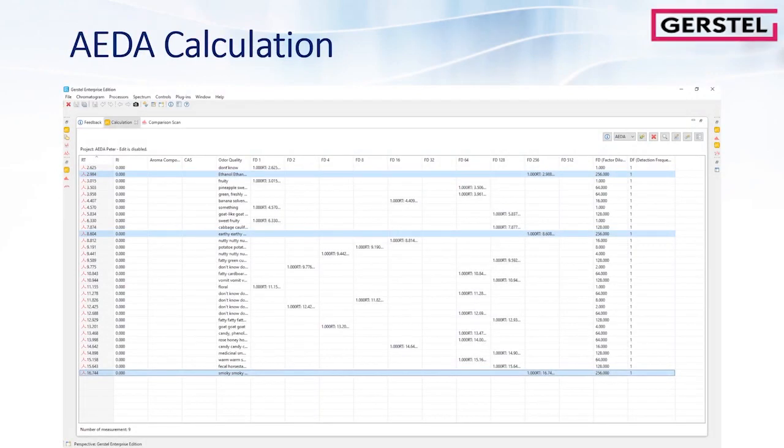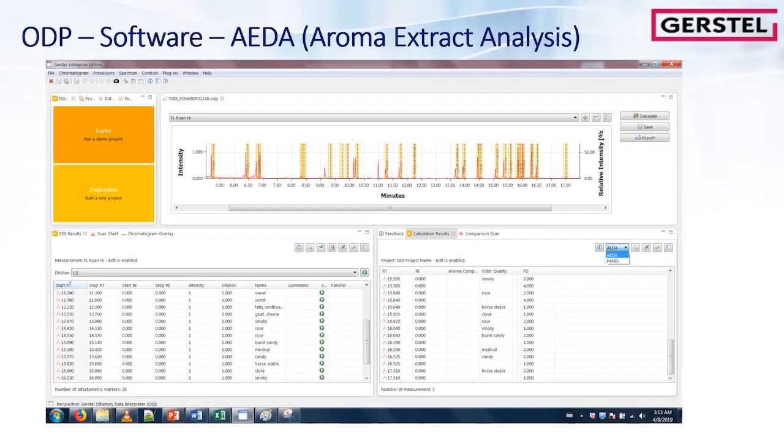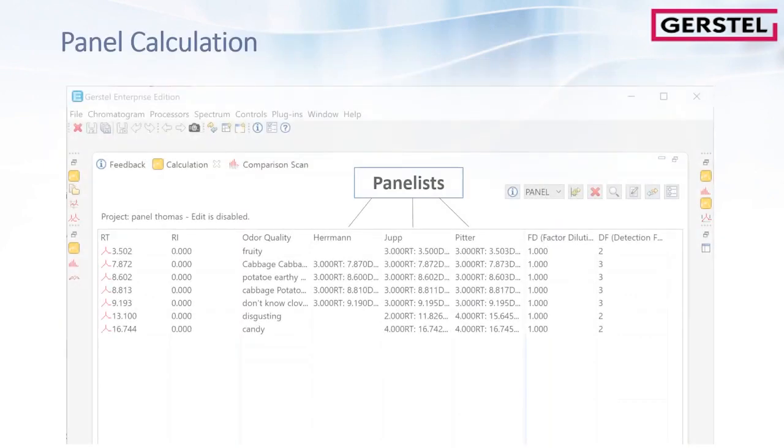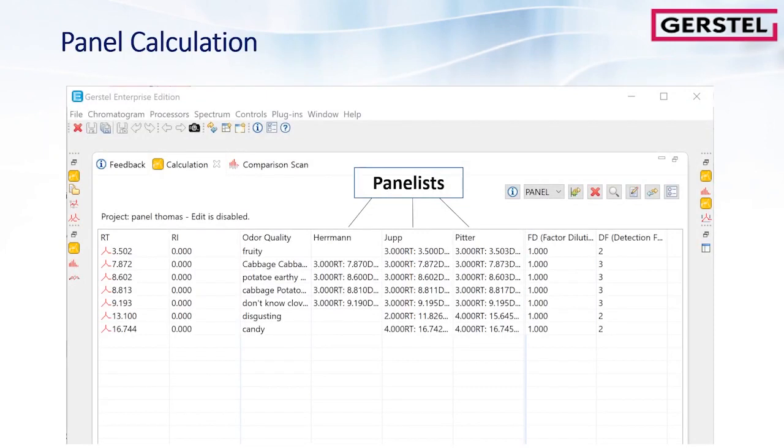Basically, you do GCO runs of a dilution series, with each step diluted by a factor of 2. The compounds which are still present in the lowest dilution have the highest dilution factor. If you look at the drop-down list, you can see there is a panel algorithm available. This is very similar, but you do not look at dilutions, but at the number of panelists that are able to detect the aroma-active compounds. This number is then called detection frequency and will be calculated for each GCO peak from the panel data. This is related to the sniff technique, the square of nasal impact frequency.